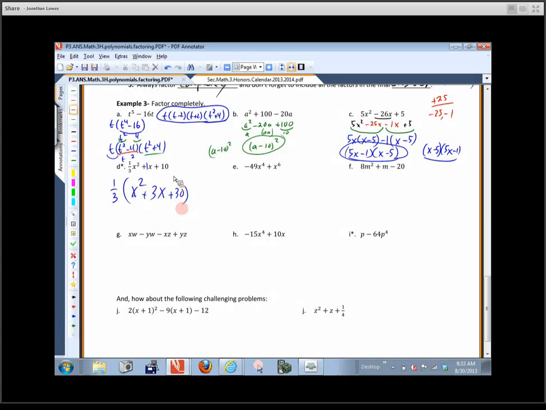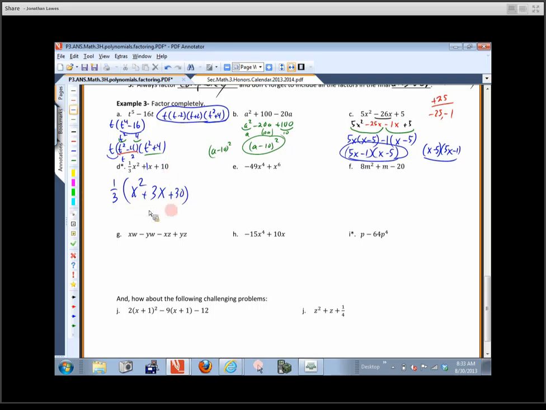There's no way that 10 turns into a 30. This is a factoring problem. How could you check to see that I got it right? Distribute through. What's 1/3 times x squared? 1/3 x squared. What's 1/3 times 3x? 1x. What's 1/3 times 30? 10. So did we get it right?